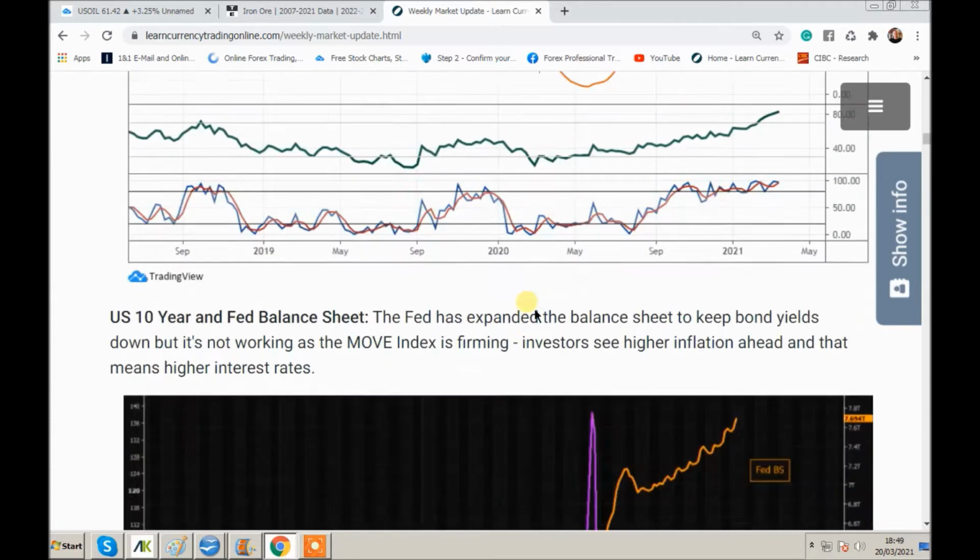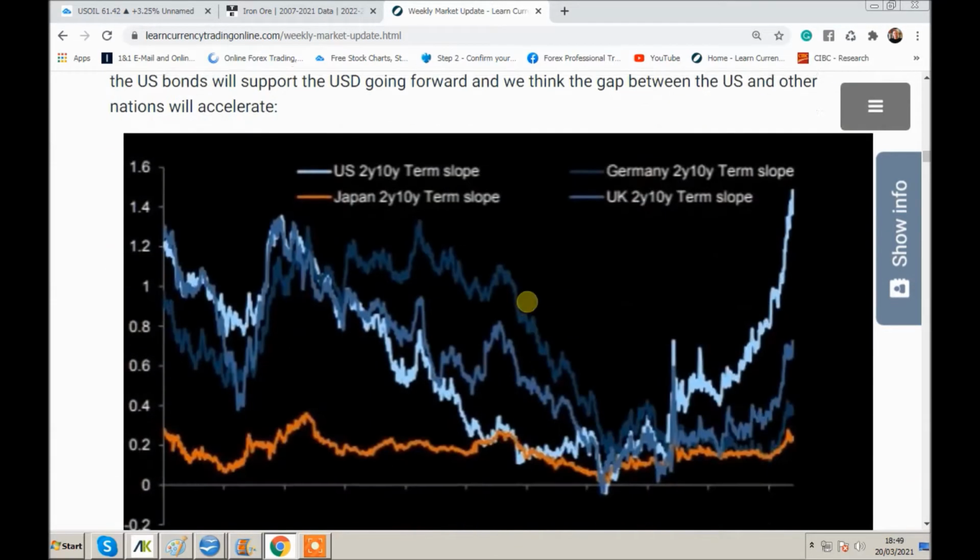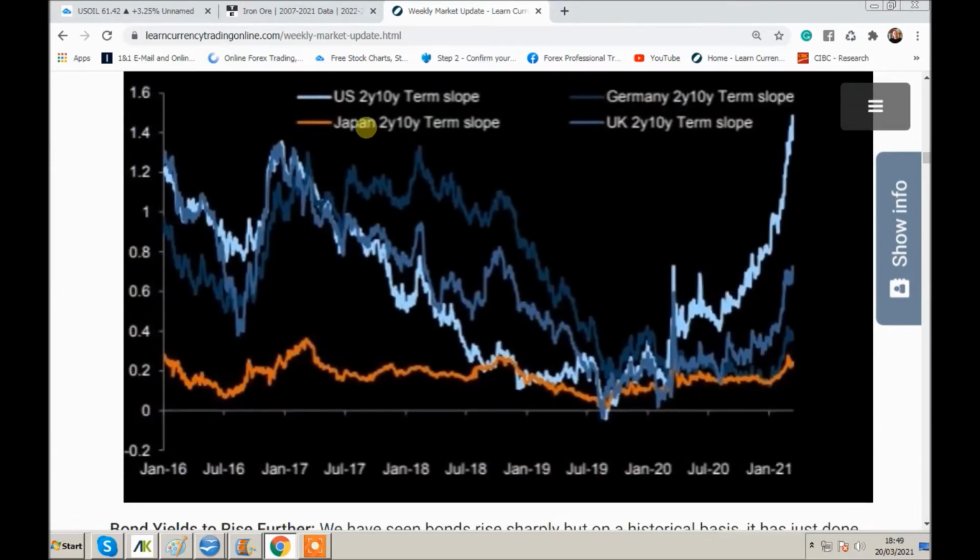Now, in terms of how attractive the yield is, I just want to show you this chart here. It's against Japanese bonds, UK, and German bonds, US bonds in light blue. You can see they've gone parabolic to the upside, yield well above the other three, okay? So US bonds, very attractive.